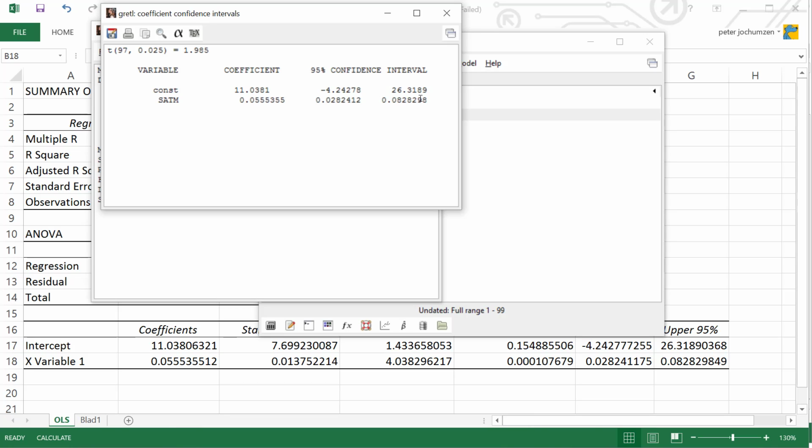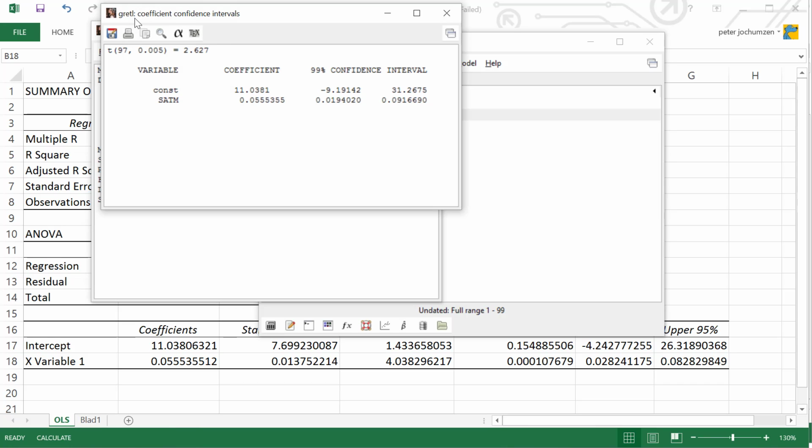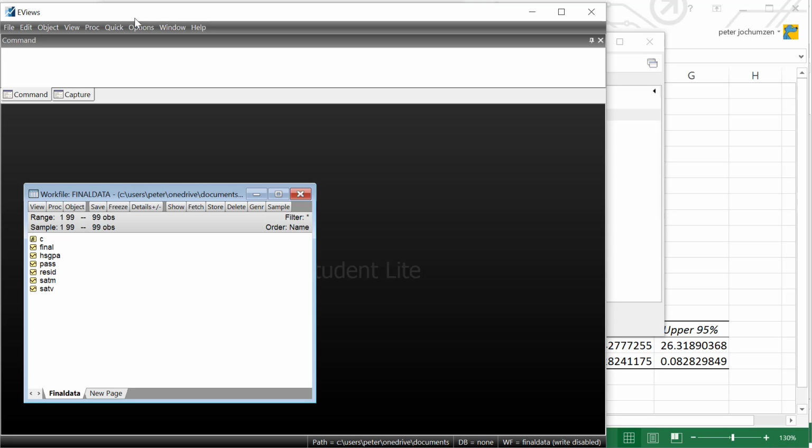You can get other confidence intervals than just the 95% if you just click on the alpha, which is the level of significance, and pick a value for 1 minus alpha. So if you want the 99% confidence interval corresponding to alpha 0.01, then you get something which is wider.